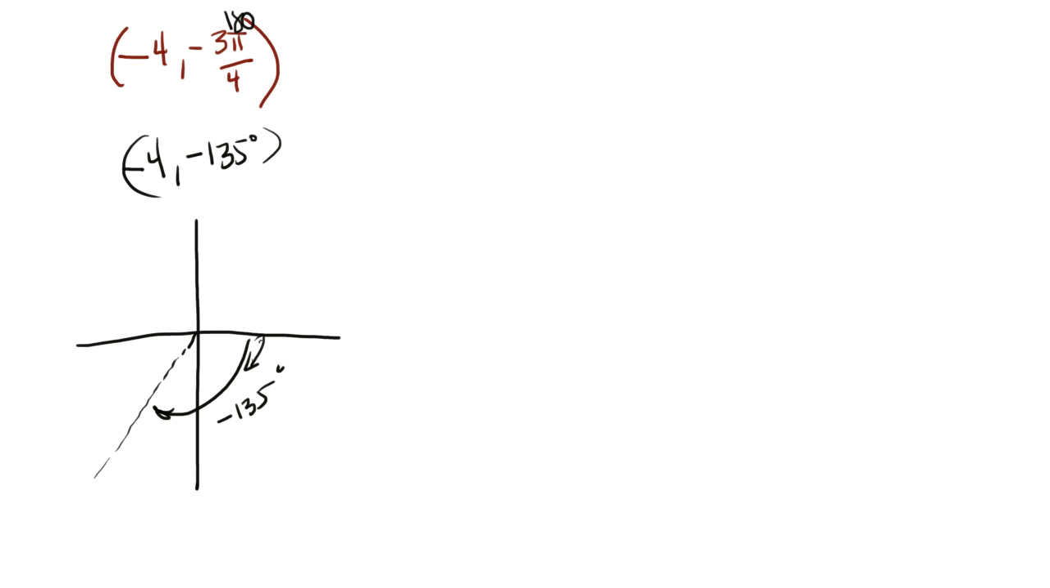Now, if I said positive 4, I would move out 4 spaces. So this point down here would be 4, negative 135. But since it says negative 4, I have to go back. So I'm going to continue this line and go 4 spaces, whatever unit you count by. This point here would be negative 4, negative 135.